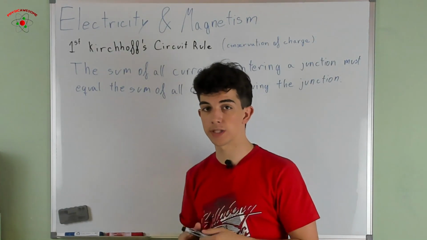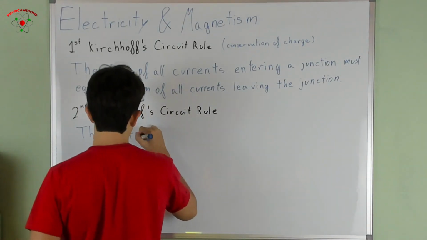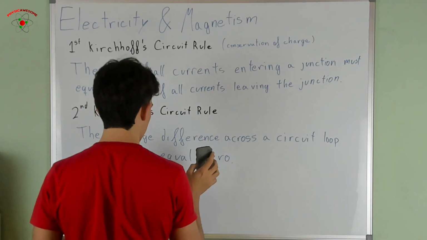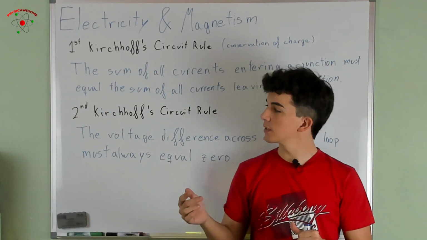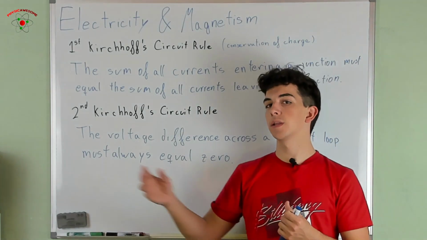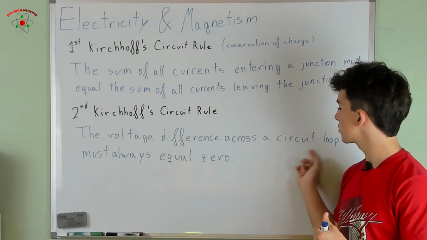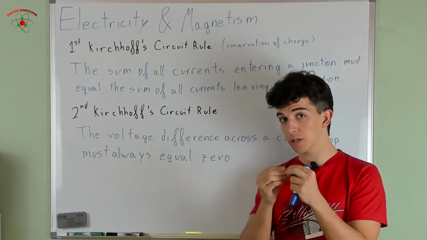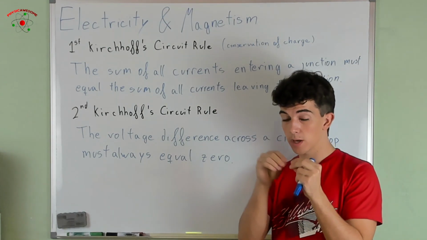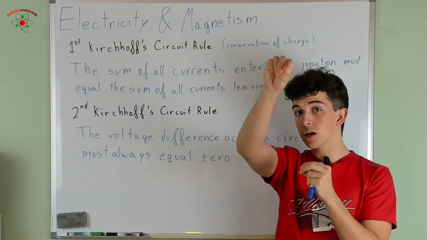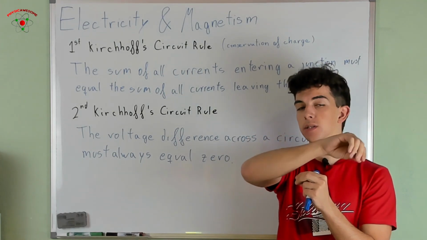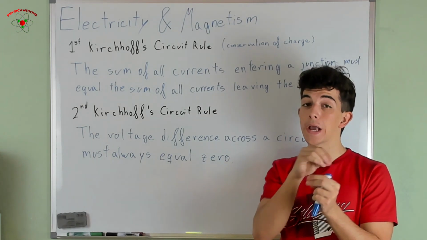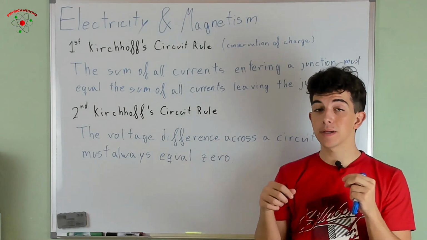Now, on to the second rule. And we have the second Kirchhoff circuit rule, which states that the voltage difference across the circuit loop must always equal zero. What this means is that if we start at a point of a circuit loop and we go around it, adding all the different voltage differences across the different elements, then when we come back, this total sum must equal zero.